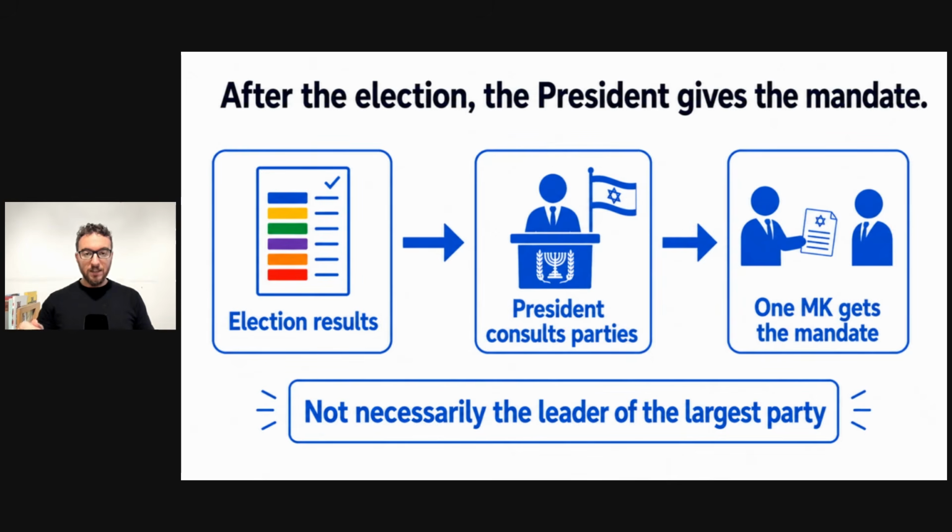Now, once that mandate is given, that member of Knesset has 28 days to put together a government. He can get a 2-week extension, but the details of the timeline don't really matter. What matters is the heads of the parties recommend someone. That someone gets the president's mandate, and the clock starts ticking. But what does forming a government actually mean? We've gotten the mandate, the clock has started ticking. What's supposed to happen?